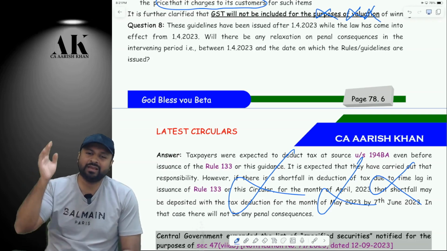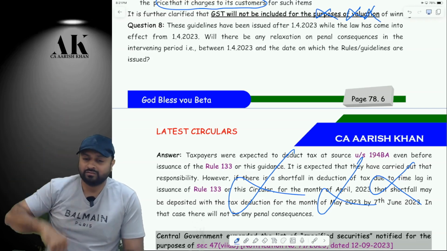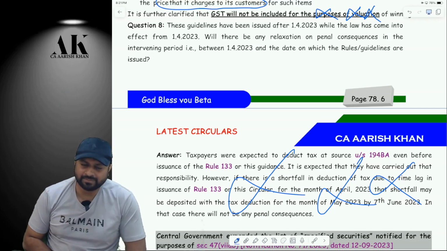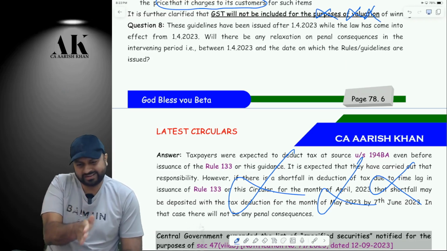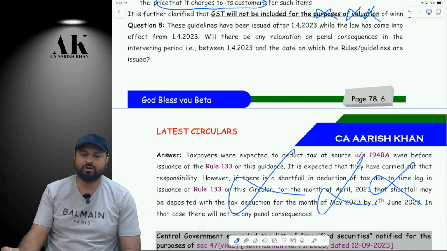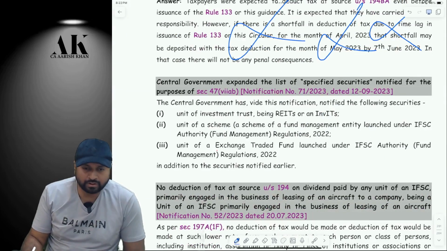We will come with A plus D minus B plus C plus E. How will I come to that? What kind of formula are you going to bring over here? Yes or no? So in the initial months, April, May, till whenever this rule was brought, whatever you have deducted will be accepted. Don't worry. There will not be any penal consequences on that. So this is what this provision is all about.